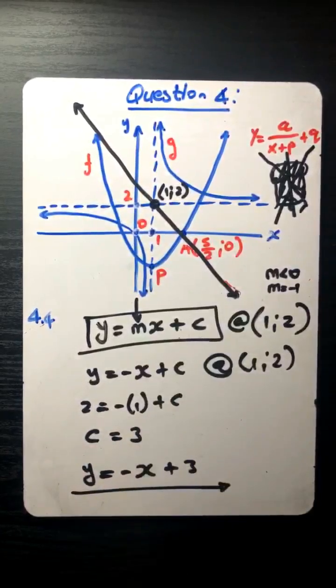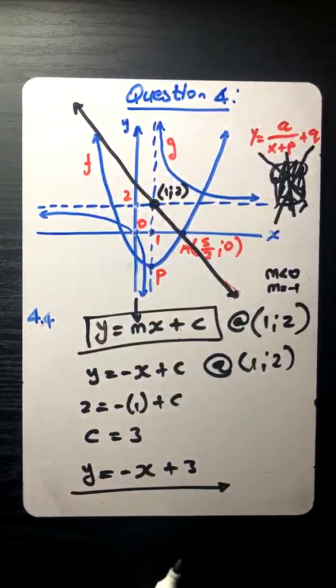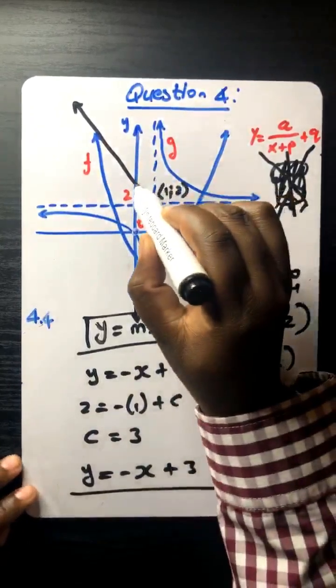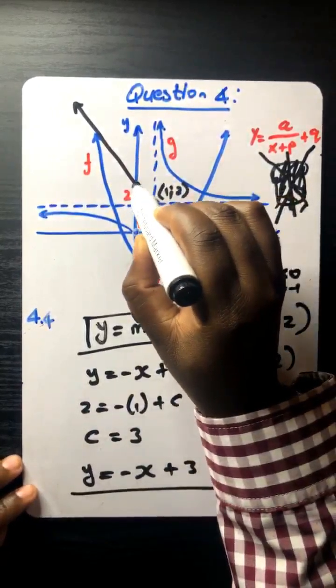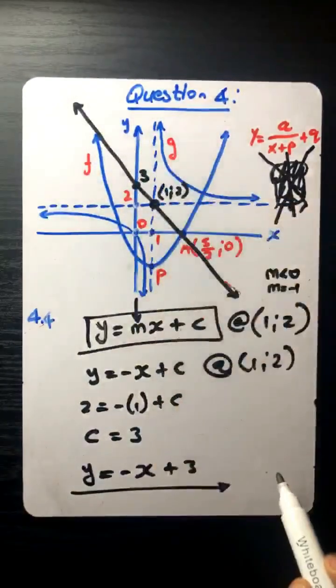Just make sure that you give an equation because that's what they requested you to give. Most importantly, it has to make sense. Can you guys see that it does make sense? That point actually suits to be 3.